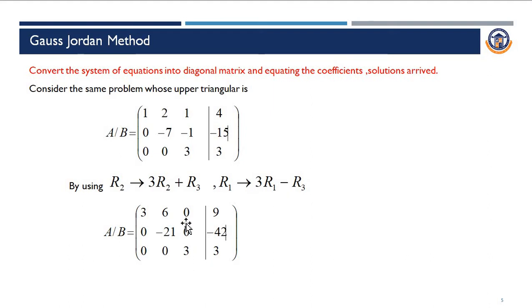With the help of this pivot element, I have to make these two as 0. So I have to use that row operation as R2 implies 3R2 plus R3, because here it is 3, here it is minus 1. Therefore, I can use opposite sign 3R2 plus R3.